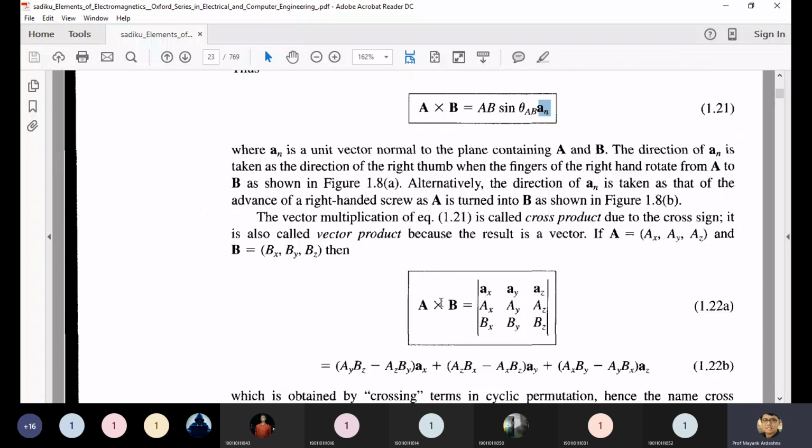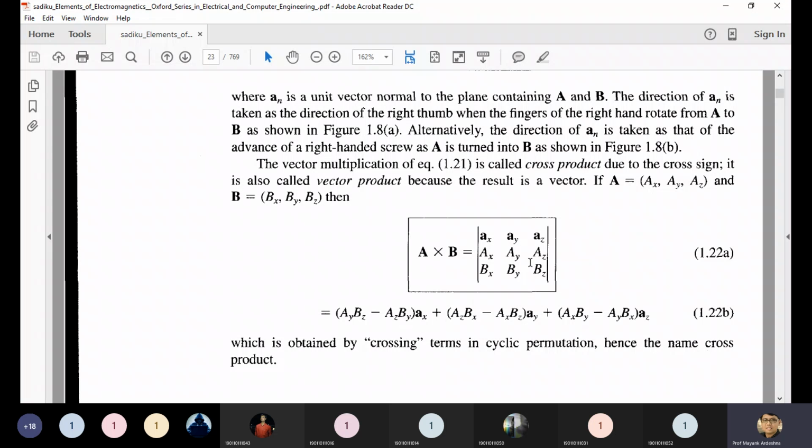Already you know a cross b is equal to a matrix form, where small a_x, a_y and a_z are the unit vectors in the direction of x, y and z. Capital A_x, A_y and A_z are the components with respect to the directions x, y and z for the vector a, and similarly B_x, B_y and B_z for b. If you try to solve this matrix, it is already known; if I multiply these two, you get this answer. Similarly, if I multiply a_x for a_y, you get this answer. So this is about the cross product.